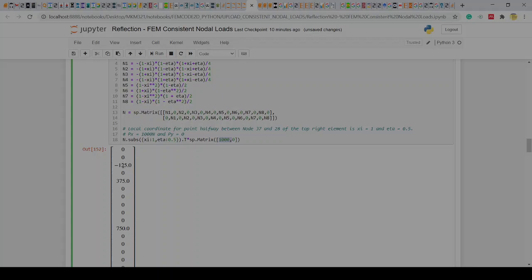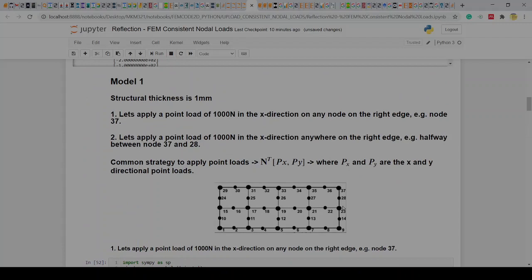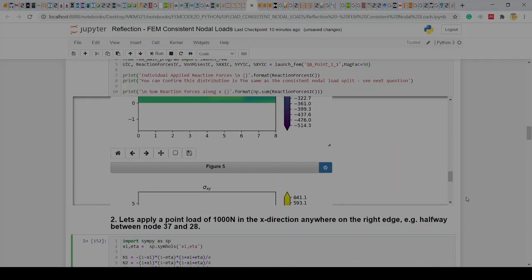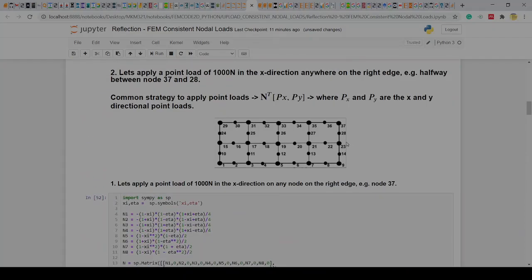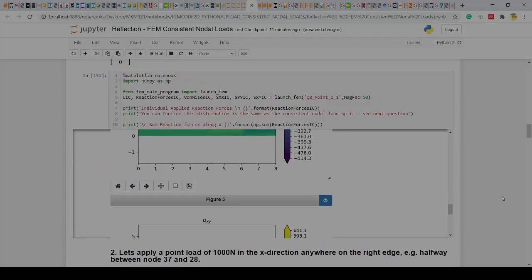At the second node in this local coordinate system, node 1, node 2, that's the second node in this local coordinate system. That means there I have to apply a minus 125. So remember, minus 125 for 23. Then the third node, I need to apply 375, so that's there at the top.